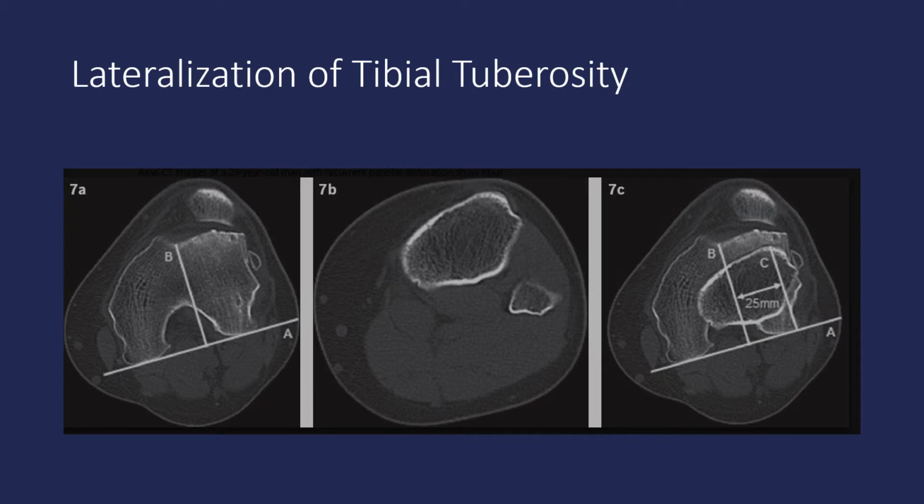Here we can see two CT images, 7A and 7B, superimposed on each other using the same method as the MRI from the last slide to create image 7C. Line A represents the posterior intercondylar reference line, line B represents the trochlear groove line, and line C represents the tibial tubercle line. With a TT-TG measurement of 25 millimeters, we can deduce that this patient is at risk for patellar instability.